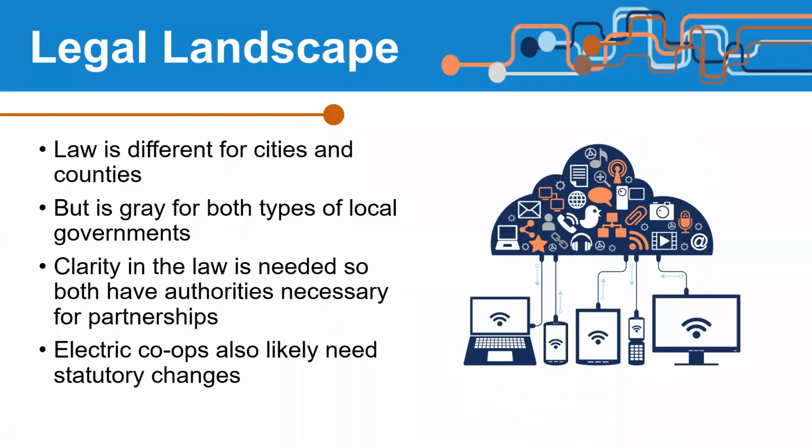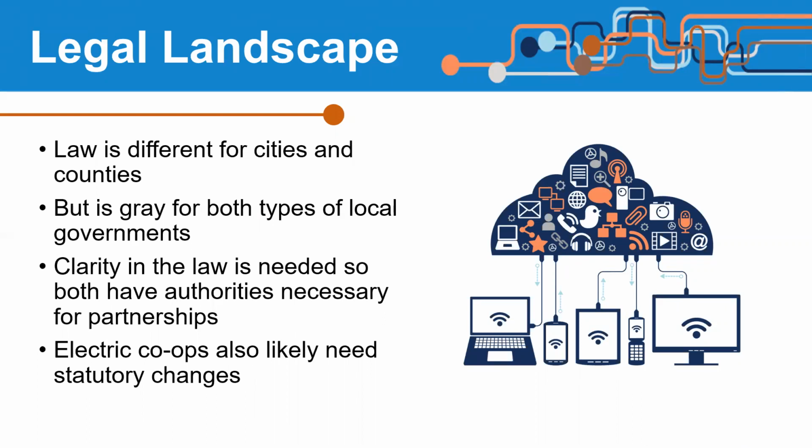Okay. So I want to spend just a moment here. Now we've got everybody all excited and ready to go out and do your own community organizing, and I just want to remind you of where we are legally in North Carolina. There is different law for cities and for counties when it comes to what you can do to either build or incentivize broadband infrastructure. And I think it's fair to say that the law is certainly gray right now.